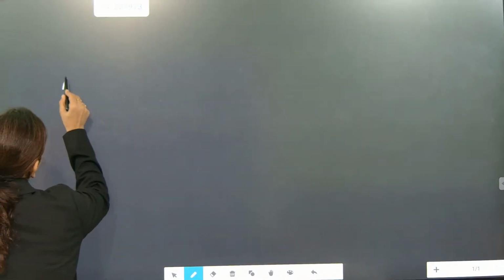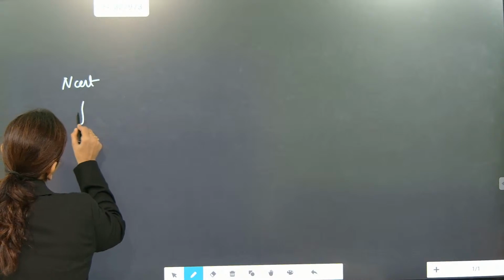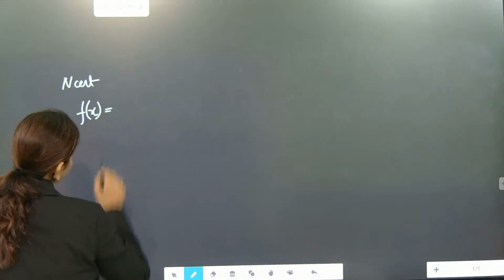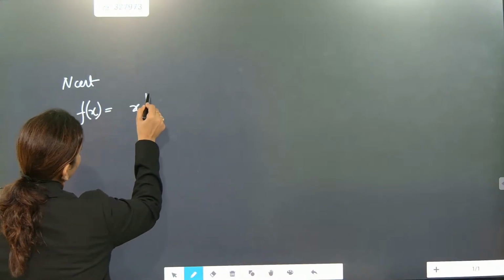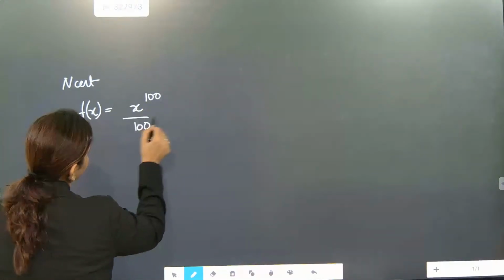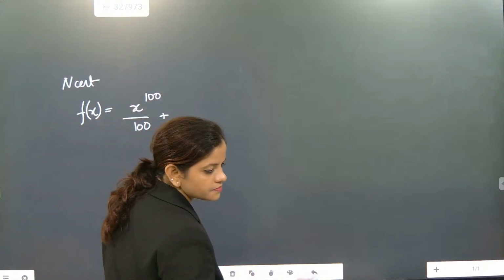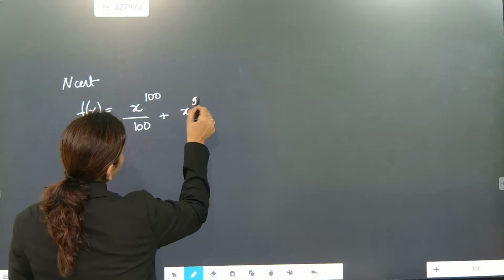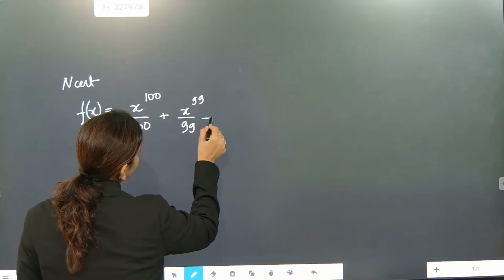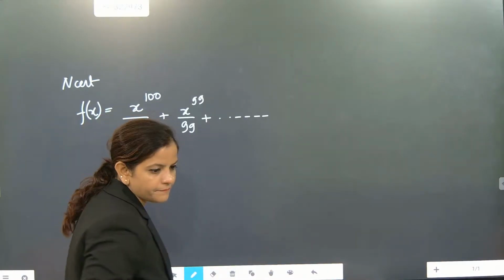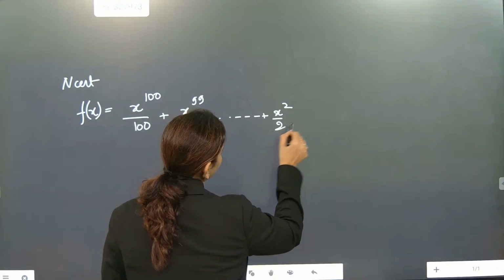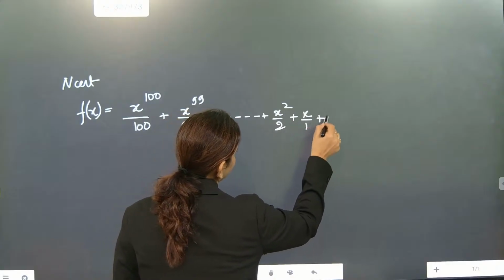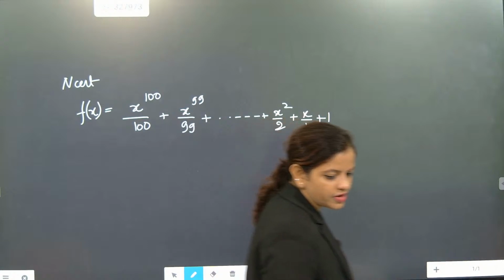Now, one question is there. Understand this one. That NCERT question is there. How to solve this question? f of x is equal to x to the power 100 by 100 plus x to the power 99 by 99. Like this, it will proceed. After that, one step will come: x square by 2 plus x by 1 plus 1. So this is a way to go with f of x.